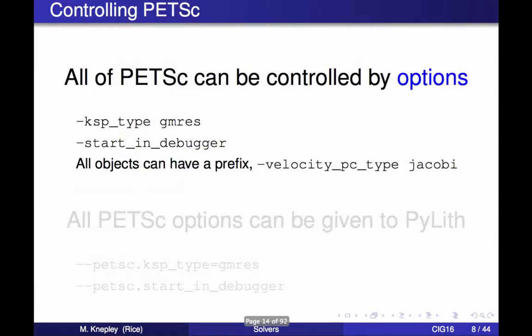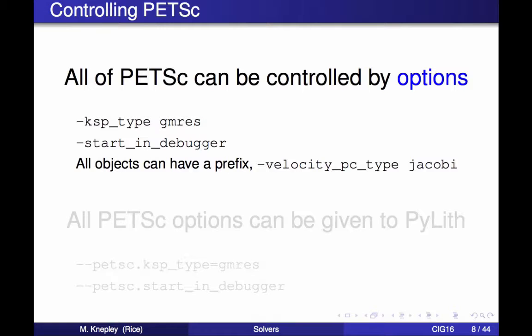So what I'm going to talk about today is how you might assess and then change the behavior of the solvers. And the way you change the behavior is to give options to the thing. So PETSc, you know, that handles all the solving, is controlled. Everything can be controlled by command line options of this form. Say solver type is gmres, which is a popular linear solver, or I can turn on the debugger.